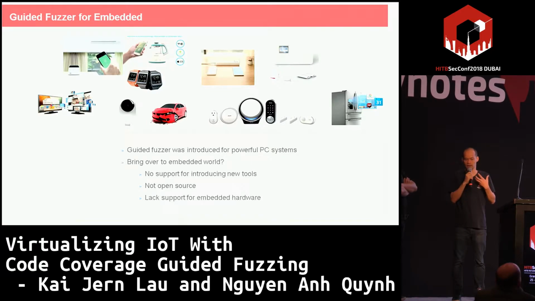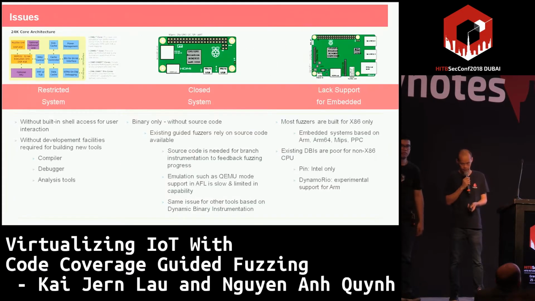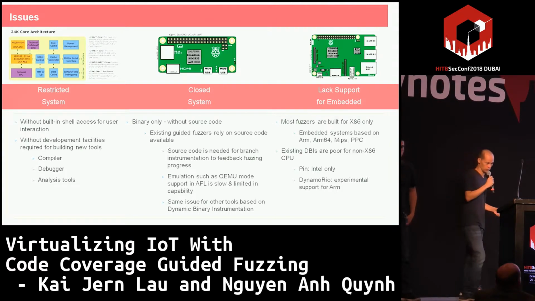There are three main issues in bringing a guided fuzzer to embedded systems. First, we do not have good support to run a guided fuzzer inside the embedded system. The second issue is that embedded systems are usually not open source. You don't have source code. And the last issue is that we lack support for embedded hardware. Okay, we go into each issue.